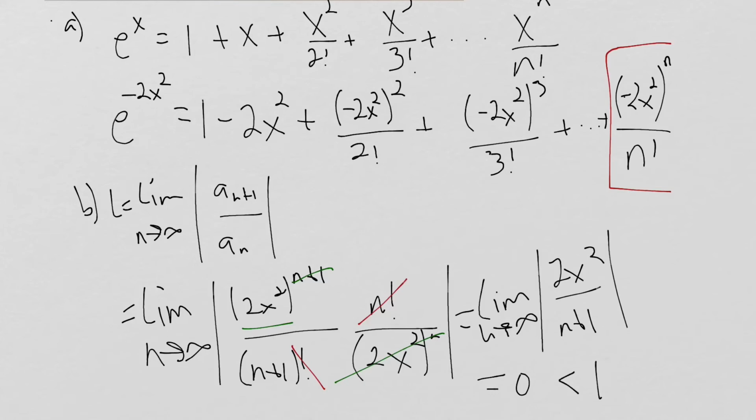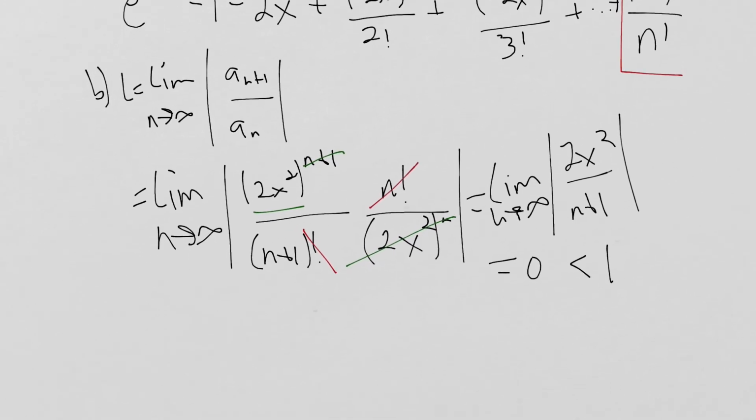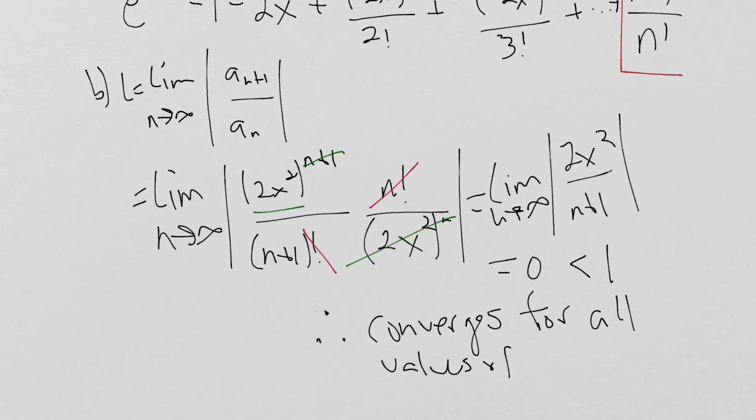So I write less than 1, because 0 is always less than 1. There's no x's to change there like there are in some of these other problems. So I say, therefore, converges for all values of x. Essentially, I can make x anything, and this will win.